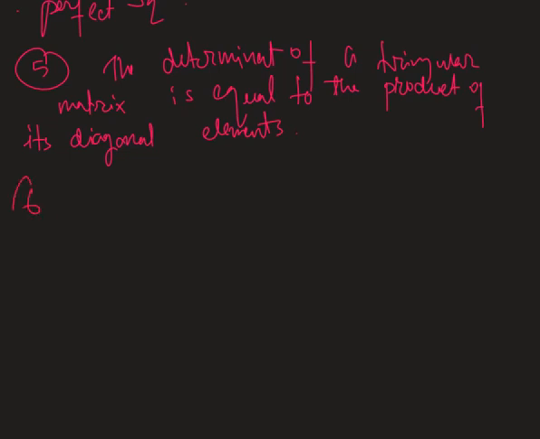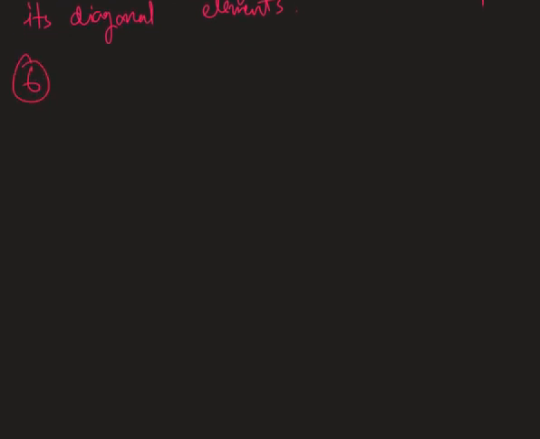Now the sixth one: if A is a square matrix and n is a natural number, then the determinant of A to the power n is equal to the determinant of A, whole to the power n, where n belongs to the natural numbers.